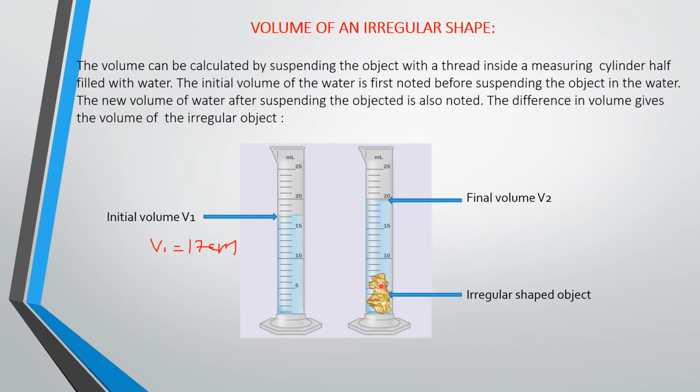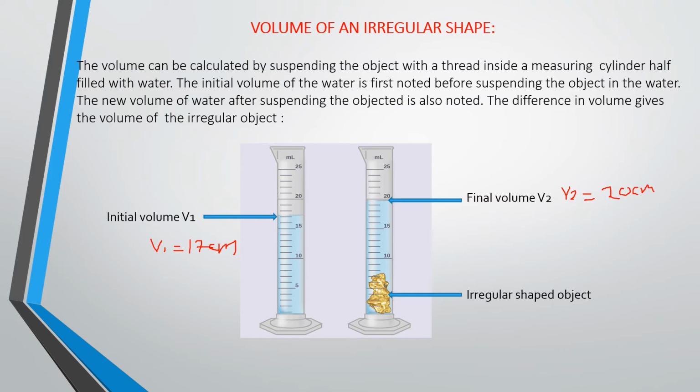So this particular irregular shape will displace its own volume of the water, right? And that will lead to the rise of the volume of this water. So in this case, see the final volume, let's say it's about 20 centimeters. You can take that as your V2 to be 20 centimeters.